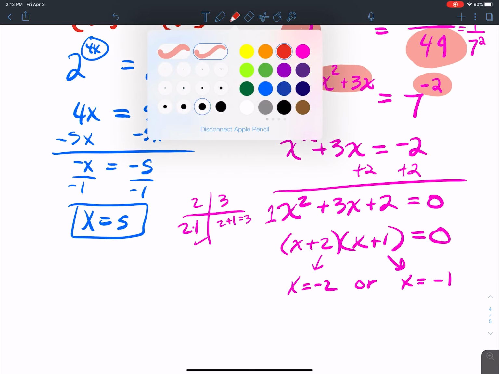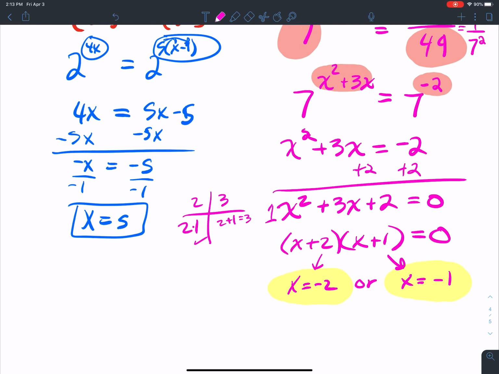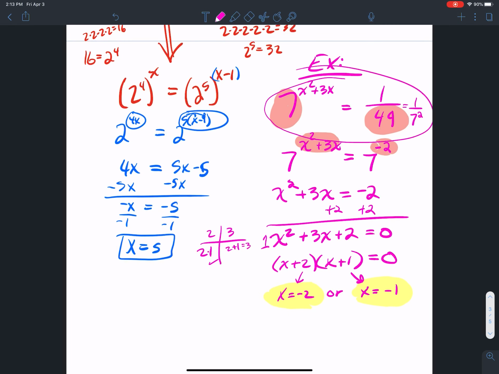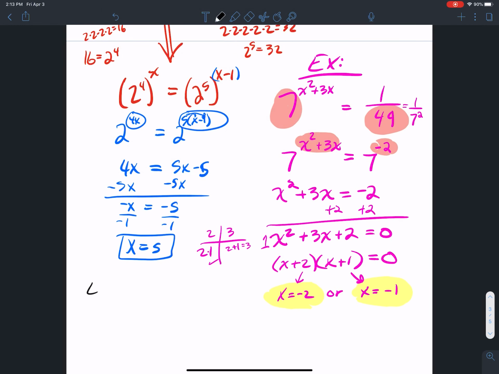Okay, so those are my solutions right here. Two different possible solutions for this exponential equation. Let's try one more and then I'll let you get out of here, or at least be finished with 7.1.